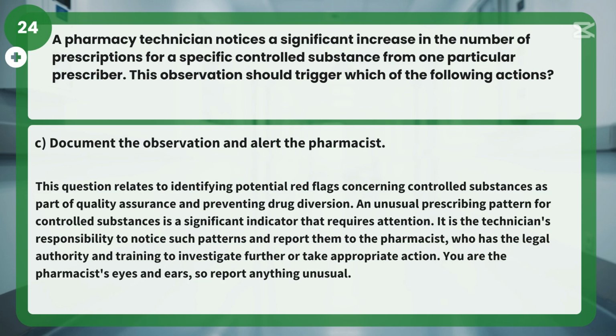Answer: C. Document the observation and alert the pharmacist. This question relates to identifying potential red flags concerning controlled substances as part of quality assurance and preventing drug diversion. An unusual prescribing pattern for controlled substances is a significant indicator that requires attention. It is the technician's responsibility to notice such patterns and report them to the pharmacist, who has the legal authority and training to investigate further or take appropriate action. You are the pharmacist's eyes and ears, so report anything unusual.